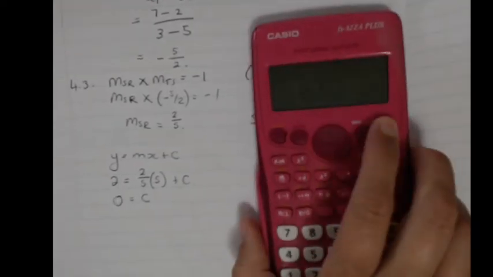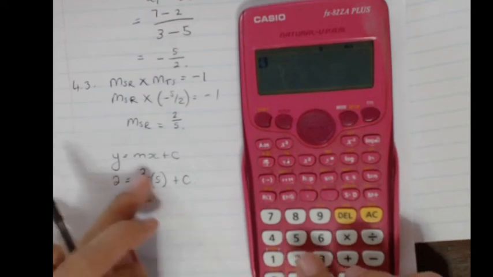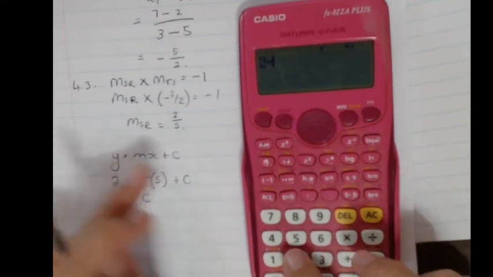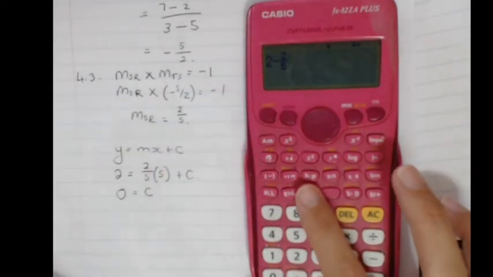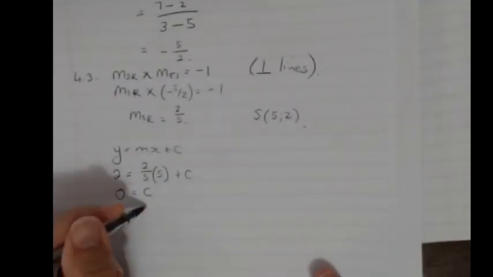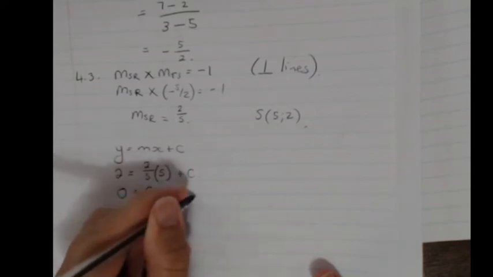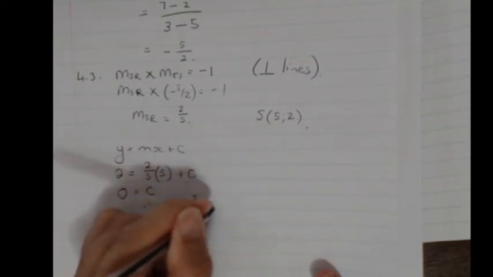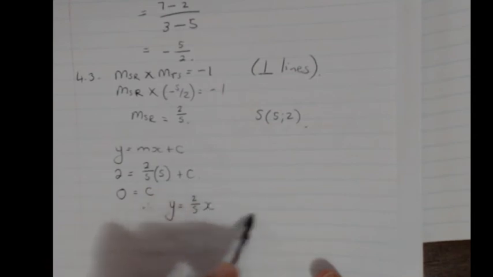Let me just double check. If I take this over, I'm going to have on the other side 2 and subtract this 2 over 5 times 5. It's 0. Okay, right. So the c value is 0, meaning the line is y is equal to m, which is 2 over 5, times x plus c, which is 0, and I don't need to write plus 0 there, so that.